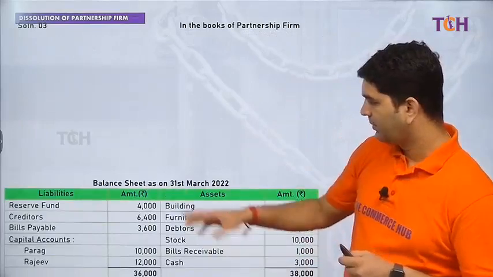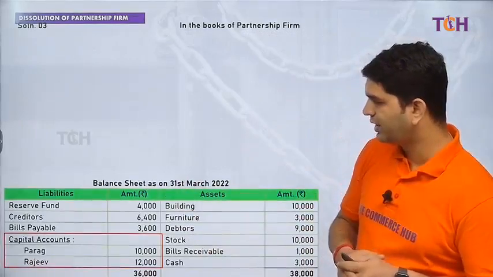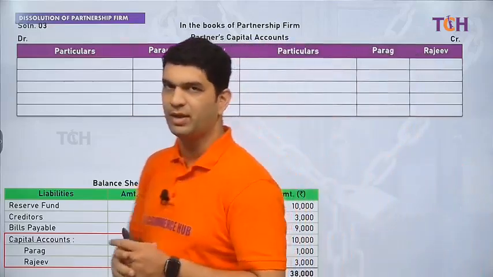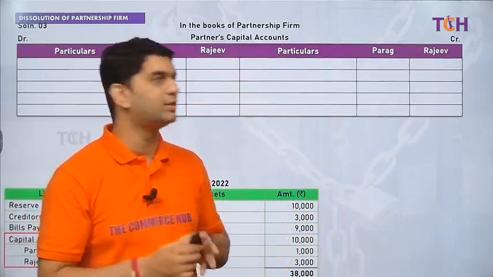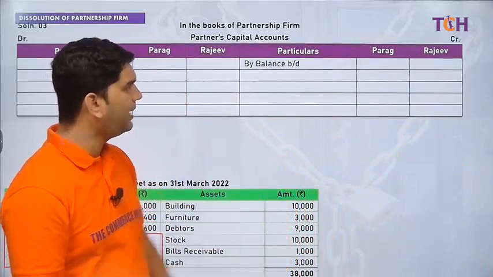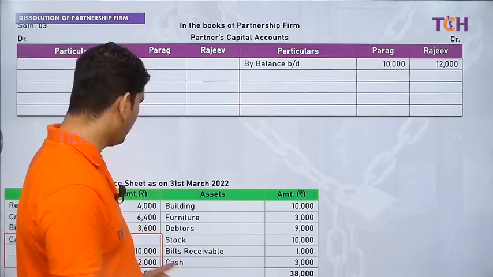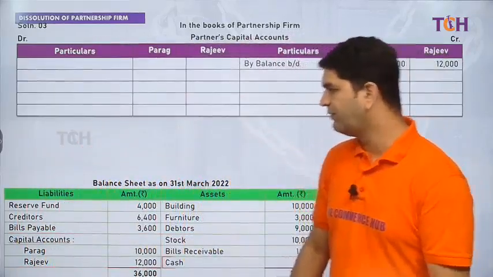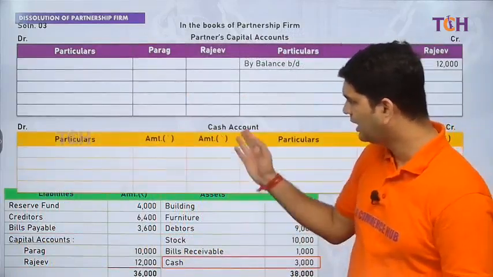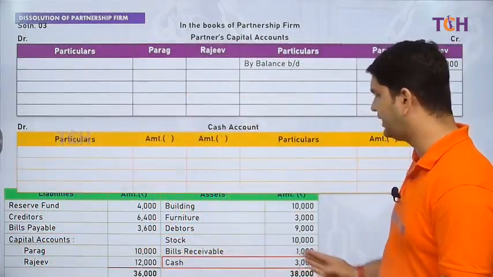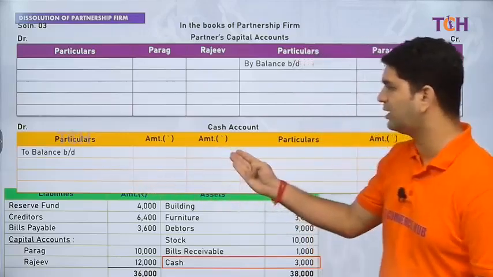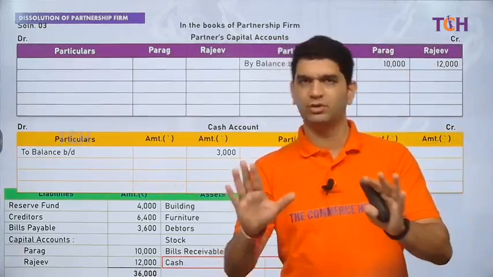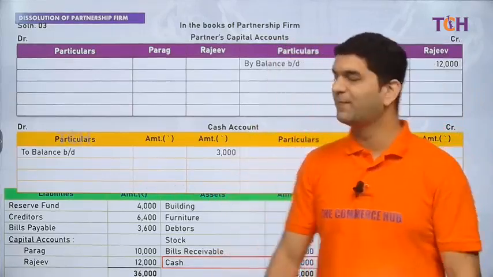Here we go. Balance sheet we have. On the balance sheet, we will first record the capital balances. Whatever ledger accounts we have prepared, we should write the opening balance for the same. So, by balance brought down 10,000 and 12,000. We have the opening balance for capital account. That is what we have recorded. Now, moving further, in cash account also, we have this 3,000 balance. So, we'll write to balance brought down amount 3,000. These are the very first basic steps: open necessary ledger accounts and write opening balances for those.